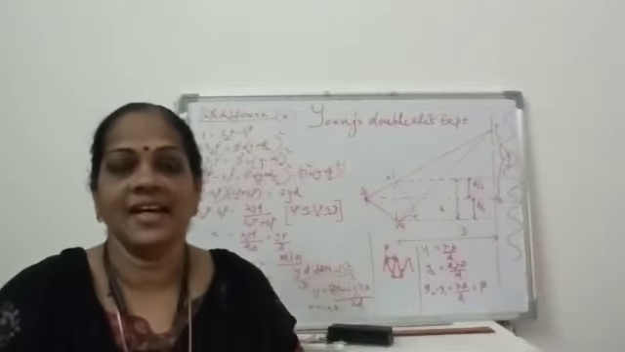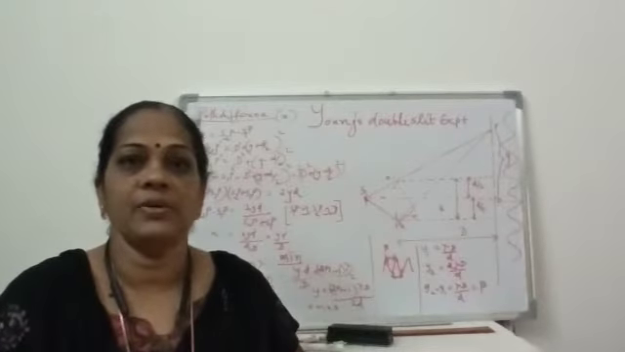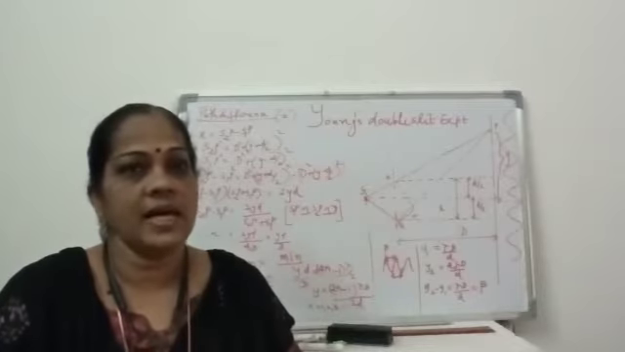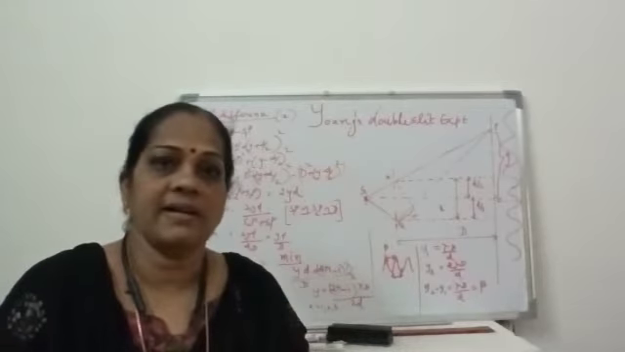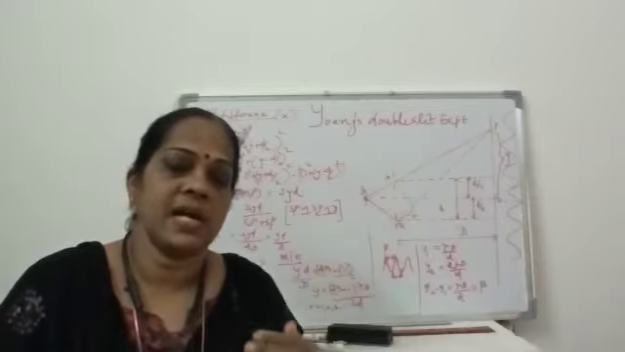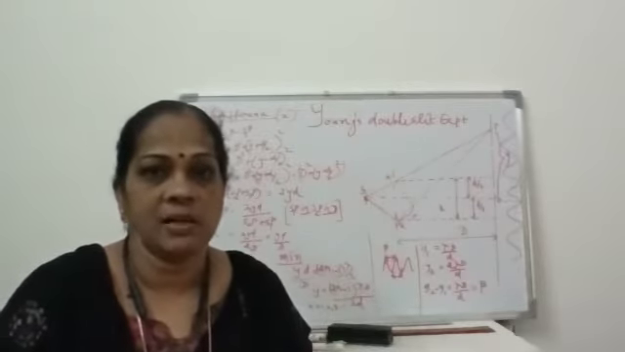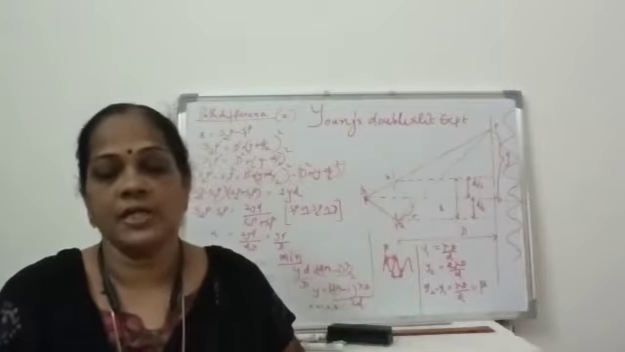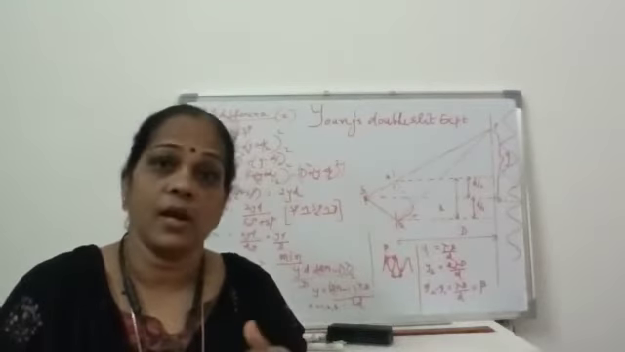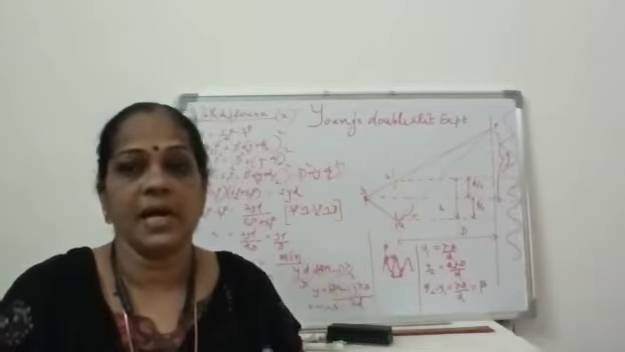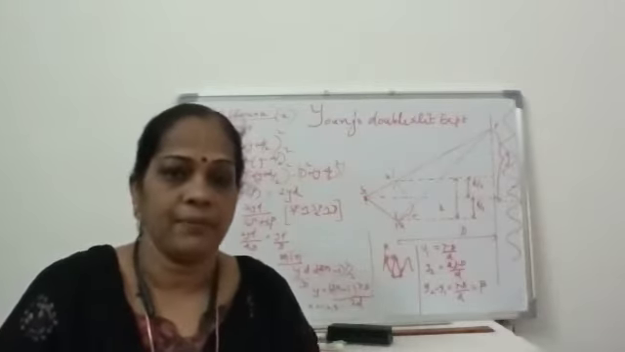Dear children, in the last classes we were seeing about interference. In the last video we saw the conditions for constructive and destructive interference. We know that whenever you have brightness, the path difference must be an integral multiple of lambda, or the phase difference must be an integral multiple of 2 pi. For darkness, the path difference must be an odd integral multiple of lambda, and the phase difference must be an odd integral multiple of pi.